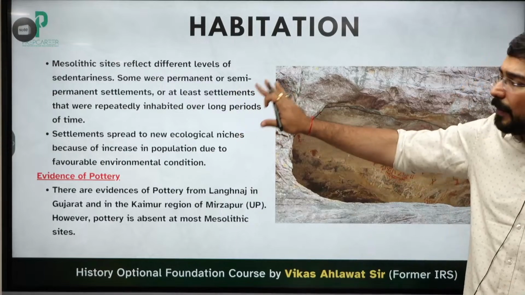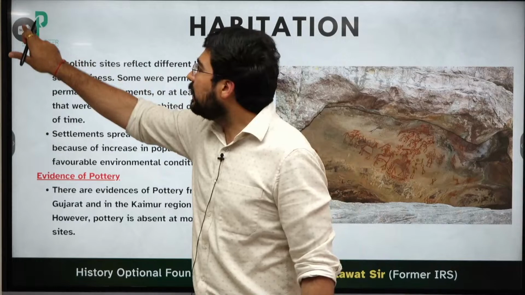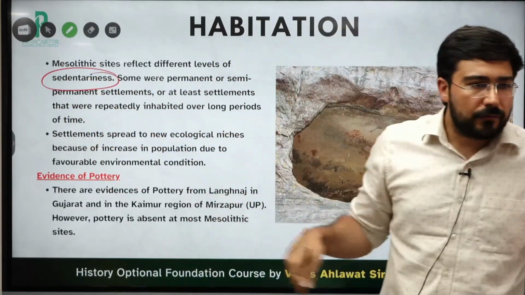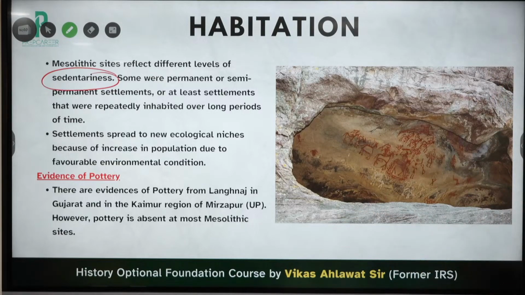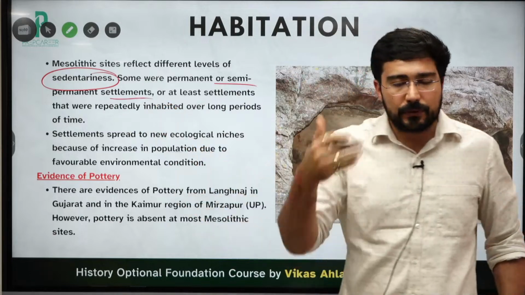The next is habitation. In habitation we found a different level of sedentariness. Not like the Paleolithic, where men were roaming from one place to another all the time in search of food. At this point we say permanent or semi-permanent settlements. So in between.